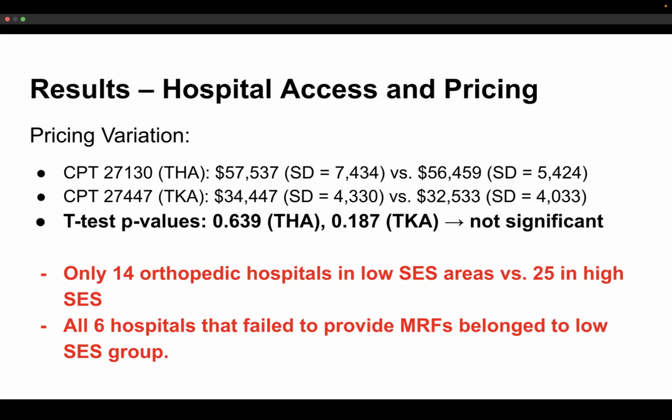There were only 14 orthopedic hospitals that served low socioeconomic status counties compared to 25 in high socioeconomic status counties. Some rural counties like Hamilton and Essex that cover a vast geographical area only had 1 hospital serving the whole county. For comparison, Bronx, which has a much smaller geographical area, has 5 different orthopedic hospitals serving it. We also found that of the 6 hospitals that failed to provide machine-readable files, all 6 of them belonged to low socioeconomic status groups.